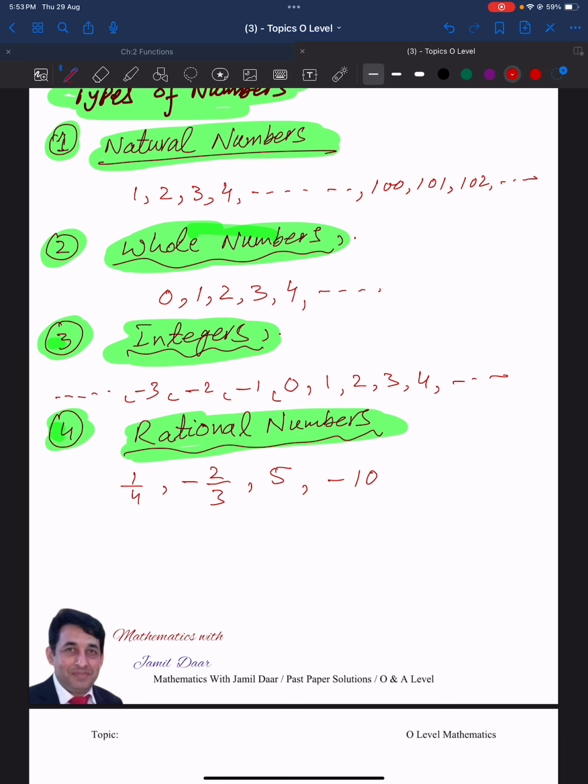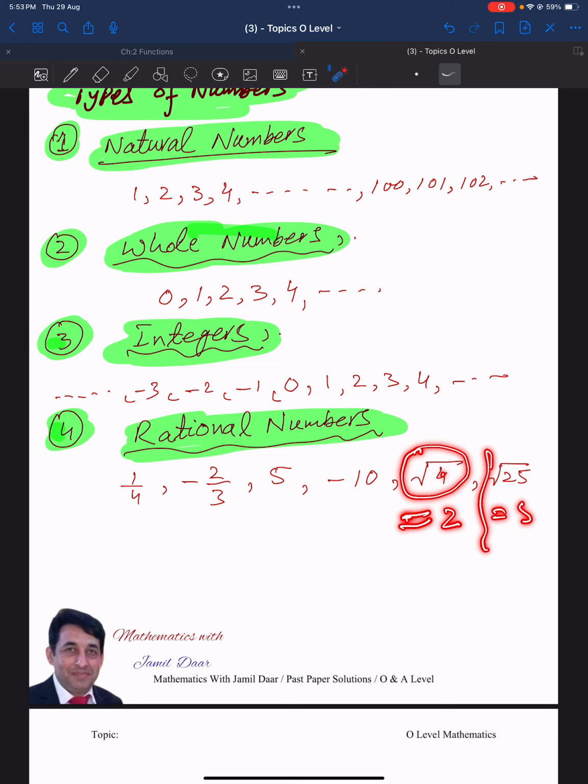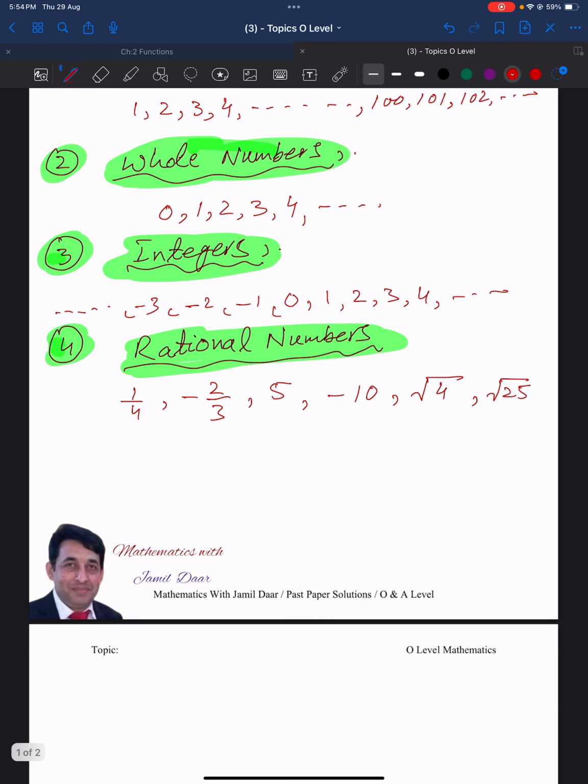Okay, square root of 4, square root of 25, all those square roots whose answers are not in decimals. This is equal to 2, and the answer for this is 5. So these roots are also called the rational numbers, right? Hope you have understood.